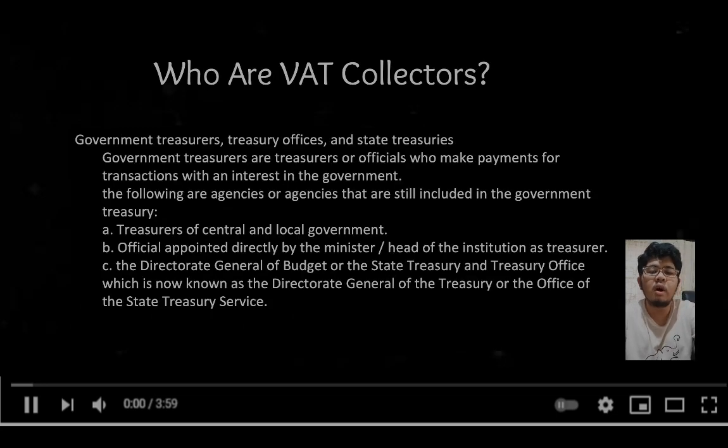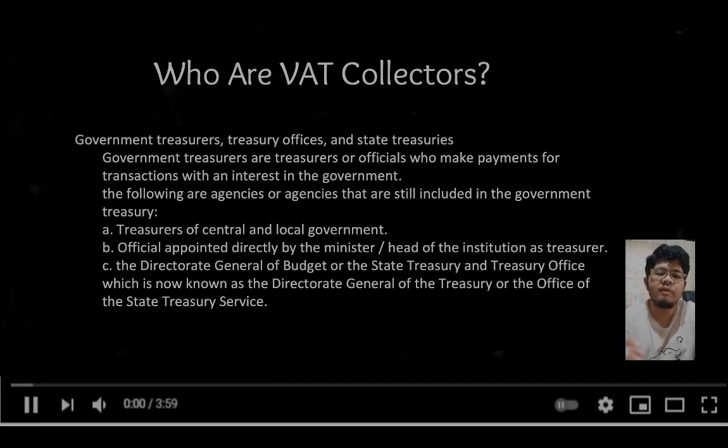Then, who are VAT collectors? In accordance with the direction of the Minister of Finance, the VAT collectors in their implementation are divided into three, namely the first, the government treasurers, treasury office, and state treasuries. Government treasurers are treasurers or officials who make payment for transactions with an interest in the government itself. Transaction funds come from the APBN or APBD. These government treasurers consist of treasurers from the central and local governments.